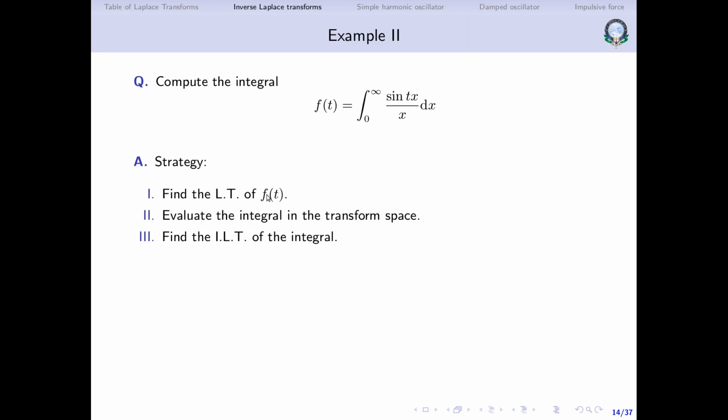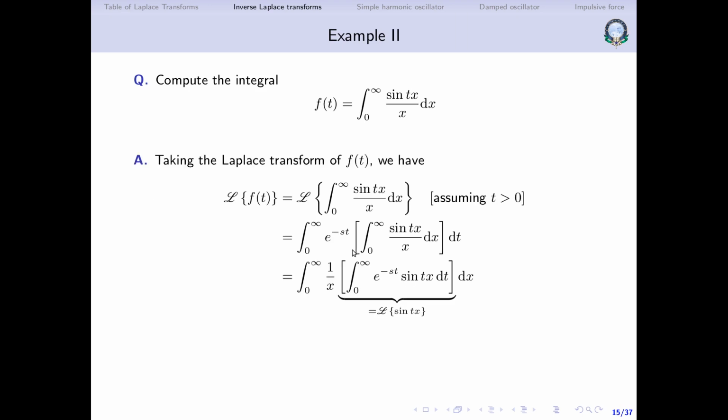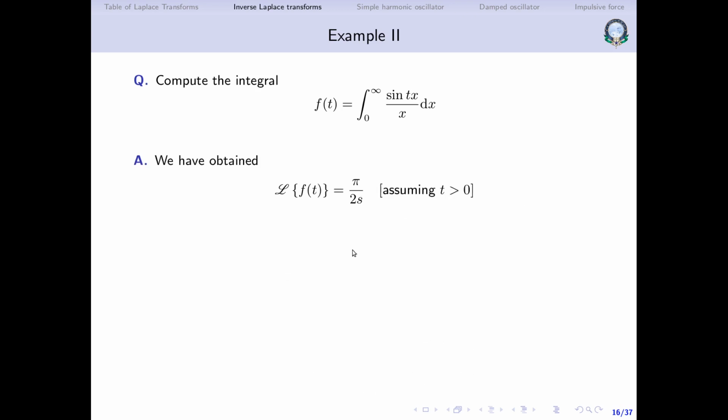So first we have found the Laplace transform, then we have evaluated the integral in the transform space already. Now what is left is step 3, that is we have to take the inverse Laplace transform of the integral. So we found the value of the integral, which is pi by 2s. That means f of t must be equal to the inverse Laplace transform of this. So f of t is equal to the inverse Laplace transform of pi by 2s.